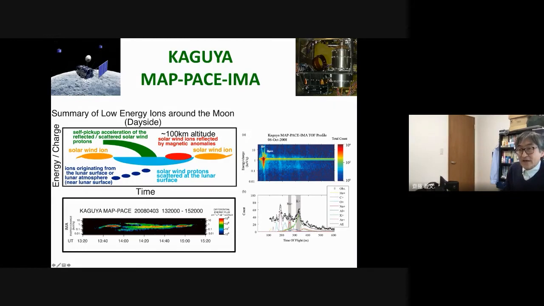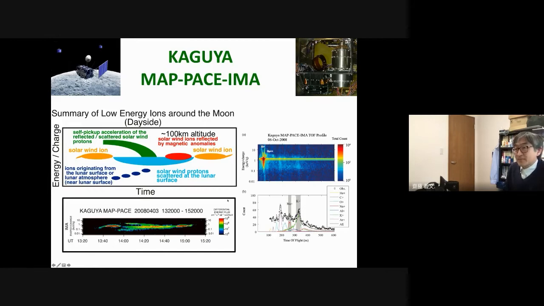And we can see these ions coming from the moon. There are several species of ions here. One is solar wind protons scattered at the lunar surface. Solar wind ions are here and here. Another, pickup accelerated ions, are also observed like this. So by measuring this, we can understand where the ions come from.